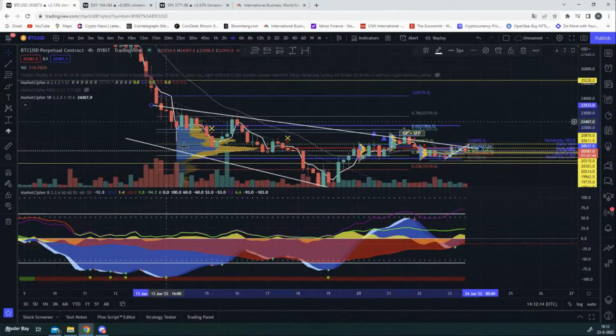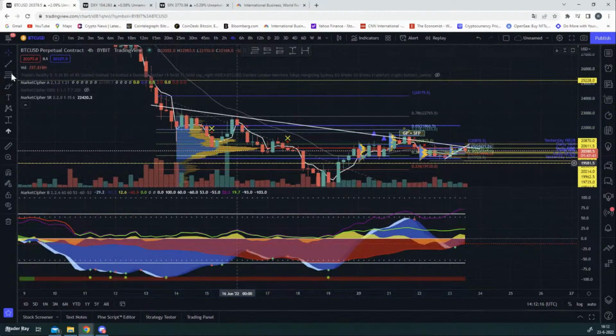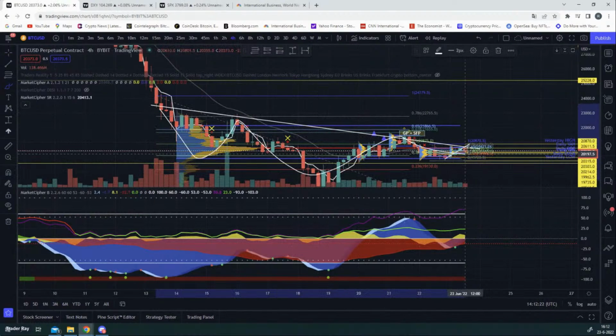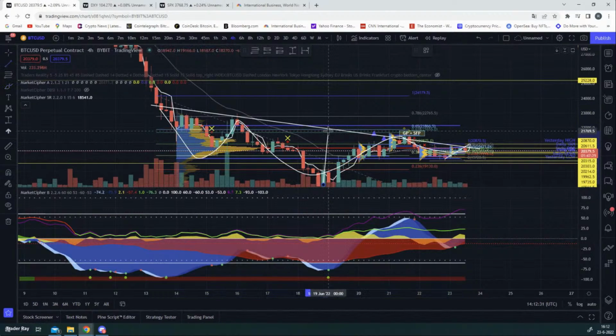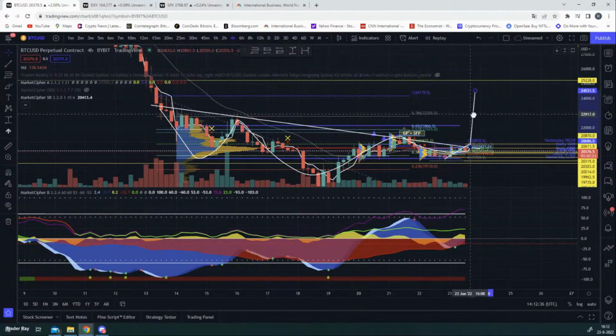This is then your inverse head and shoulders, where you have here the shoulder. This is your head, and then here you have the other shoulder. We still need to break it, but yeah, it could happen. I think the target, you know what? Let's quickly check for that target. Depends on the break, but it could go to 24, 25K if we break it.